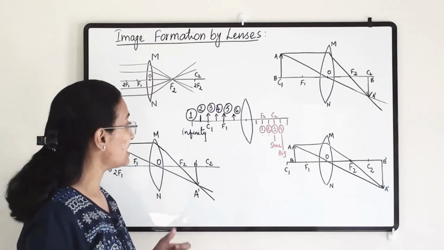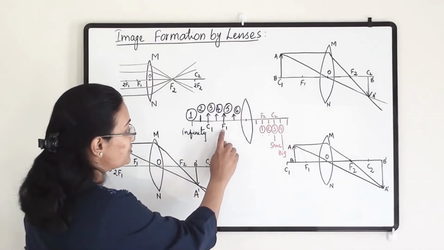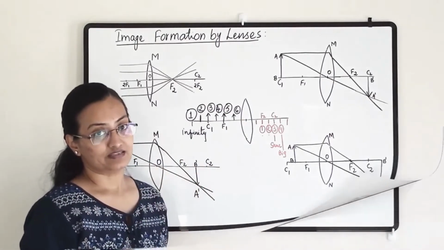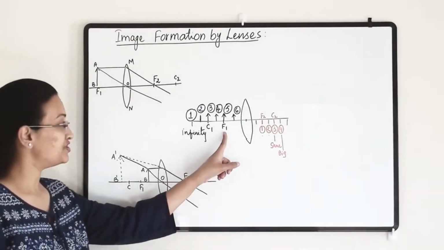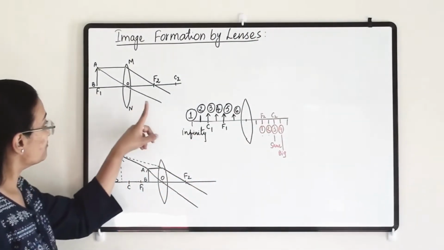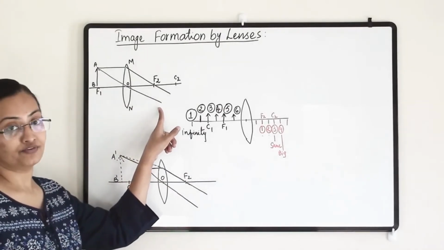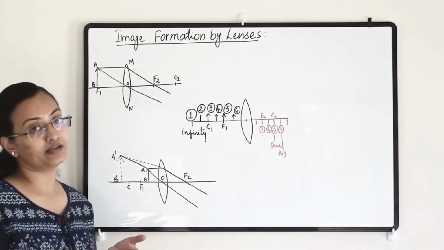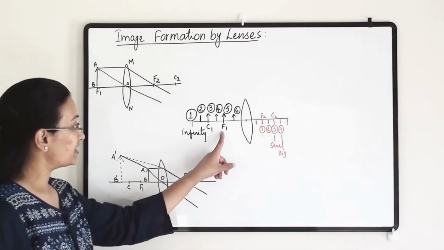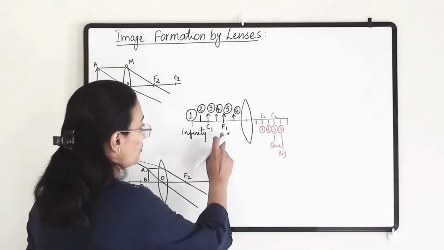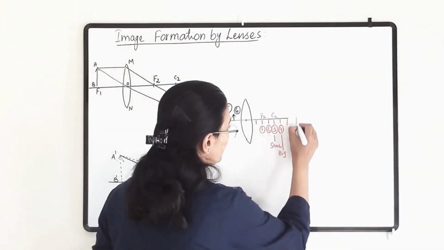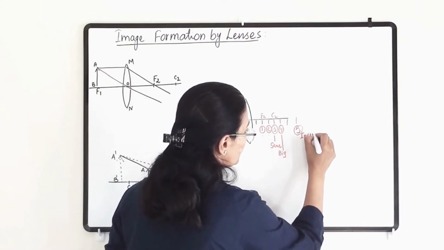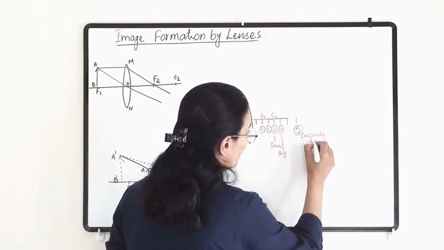Now let us discuss the last two cases, when we are keeping the object at F1 and when we are keeping the object closer to the lens. So our fifth case is when we are keeping the object at F1. At that time we are getting the image at infinity, and that image is going to be highly enlarged, real and inverted. So here I am going to mention 5, and here I am going to write at infinity and highly enlarged.